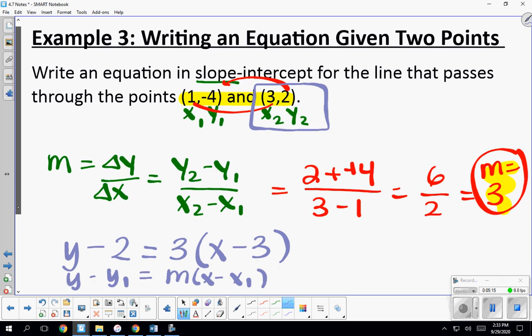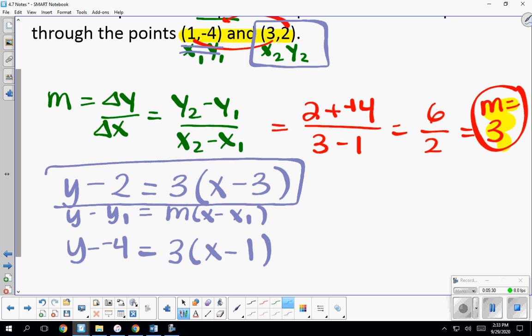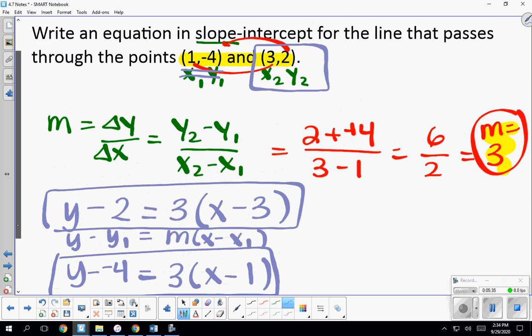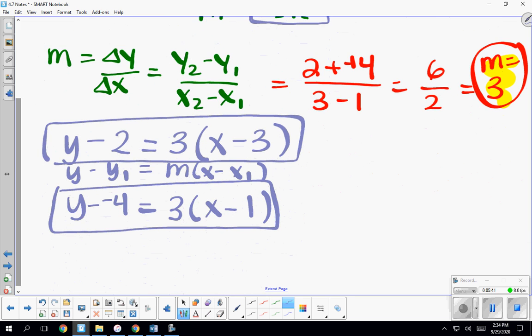If you wanted to, you could choose the other point. And if we used that point, we would get y minus the y value equals our slope, x minus the corresponding x value. Both of these are correct, but we're not done yet. The question said to put your final answer in slope-intercept form. And that means we need to get y by itself. So no matter which one we choose, if we simplify it, we should get the same answer.